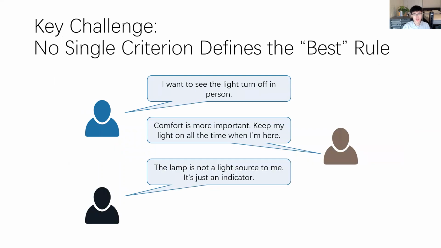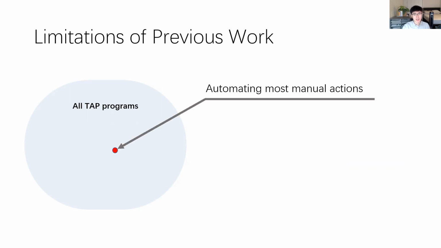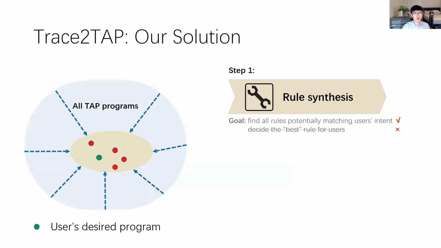Moreover, even from the same trace, we can't learn a general best program for all users. Different users might have different preferred programs because of their personality or device usage. To summarize, previous trace learners try to learn the best rule from users' behavior, which we think is not effective. There might be many different best rules depending on the criteria, like automating most manual actions or causing fewest false positives or others. Or maybe none of these criteria is what they want.